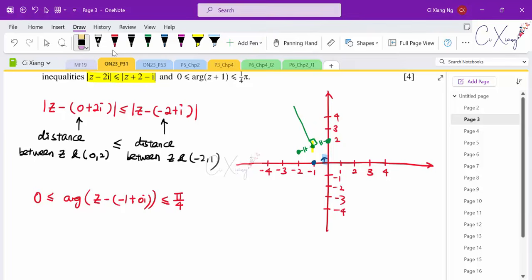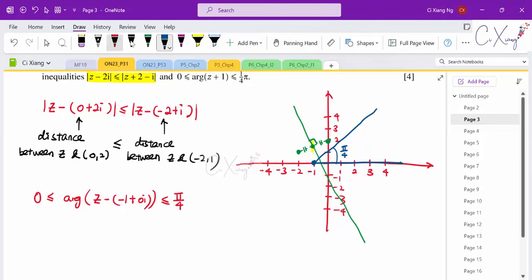Okay, a little bit too small, so I might need to enlarge it later. Okay, wait, yeah. So let's say this is the 1. So you pass through the 1. And this angle is pi over 4.